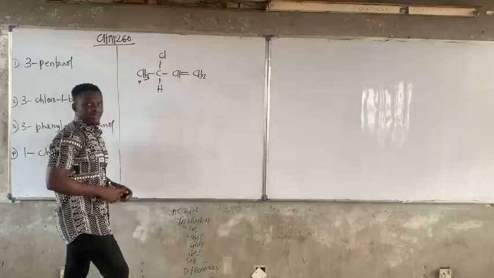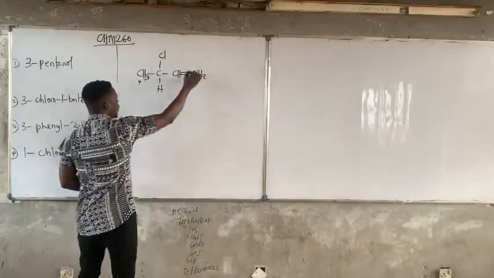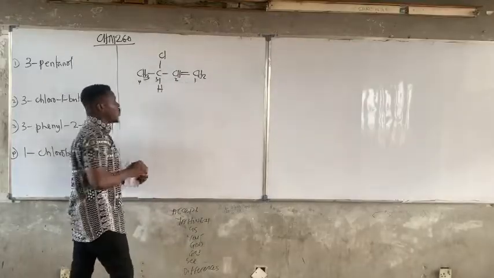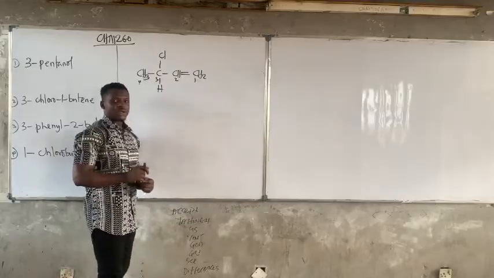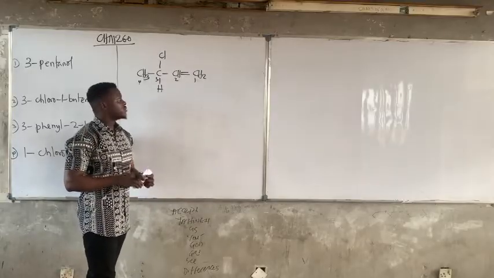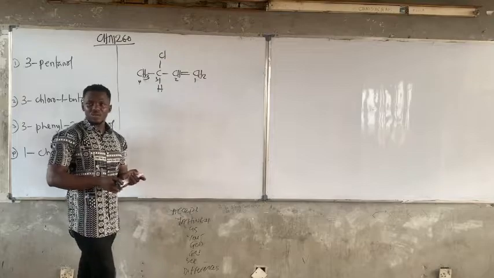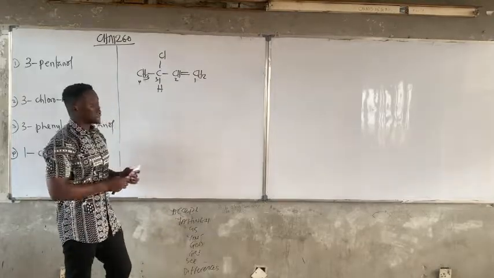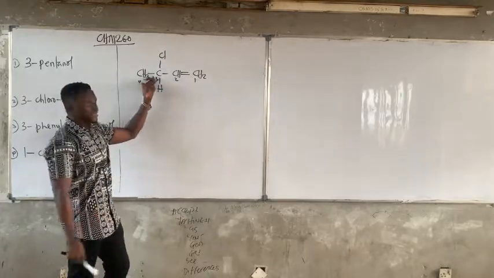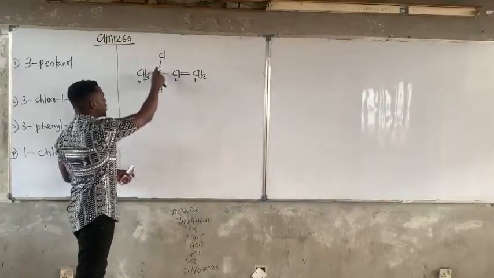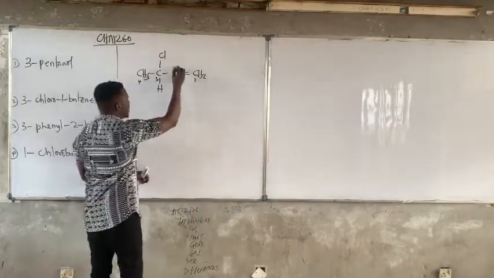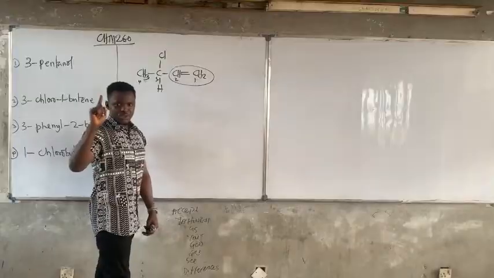Obviously, we have a chiral carbon here. Now, this is carbon 1, 2, 3. Carbon 1 and 2 can never be a chiral carbon because they contain a double bond. A carbon that contains a double bond cannot be a chiral carbon. Carbon 4 cannot be a chiral carbon because it has the same type of substituent. But carbon 3 is a chiral carbon because everything here is seen as one substituent.